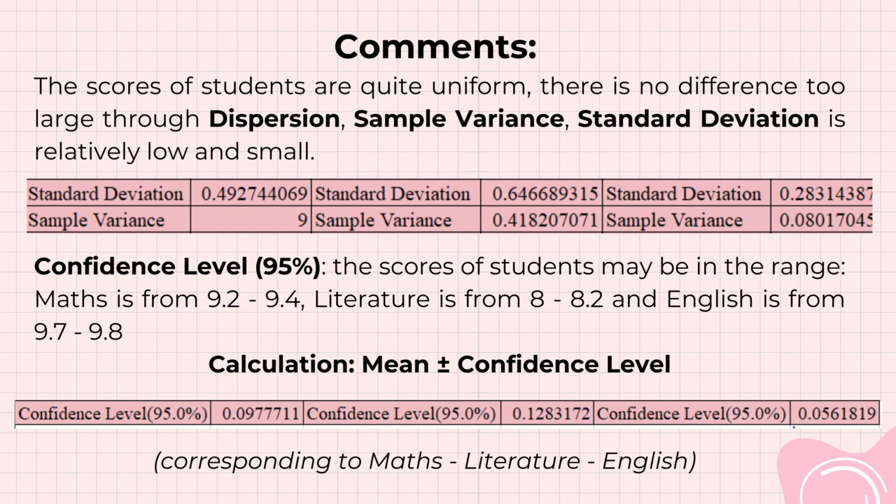The reliability with a probability of 95% parameter: the student's score may be in the range. Mathematics is from 9.2 to 9.4, literature is from 8 to 8.2, and English is from 9.7 to 9.8. Based on calculation, mean plus confidence level.